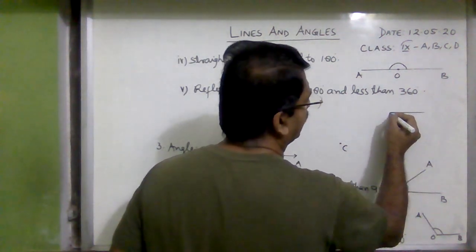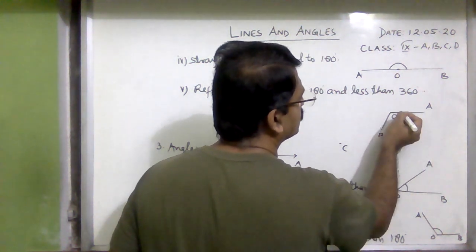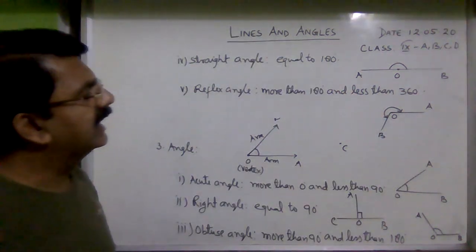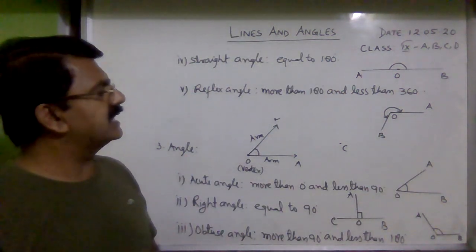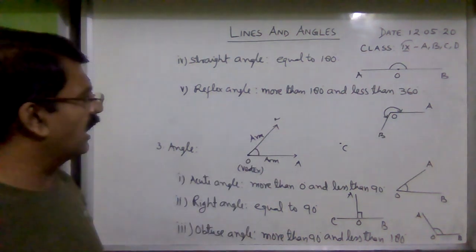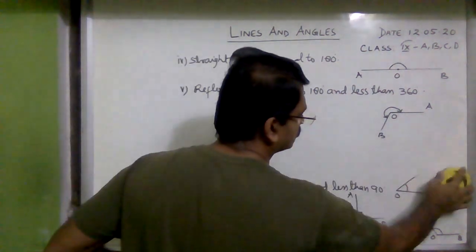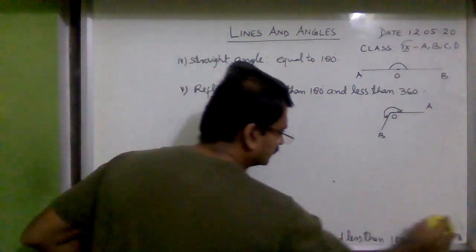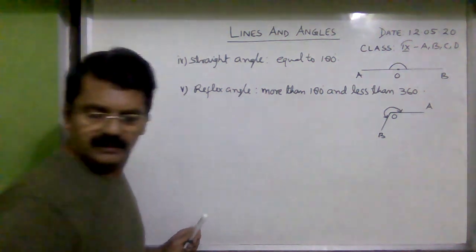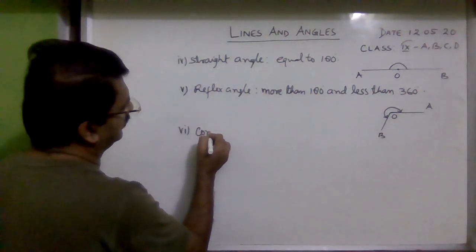If I make the diagram like this, you see A, O, B. So this angle, you see, it is more than 180 and less than 360. So this is a reflex angle. Clear? Now the last one is complete angle.